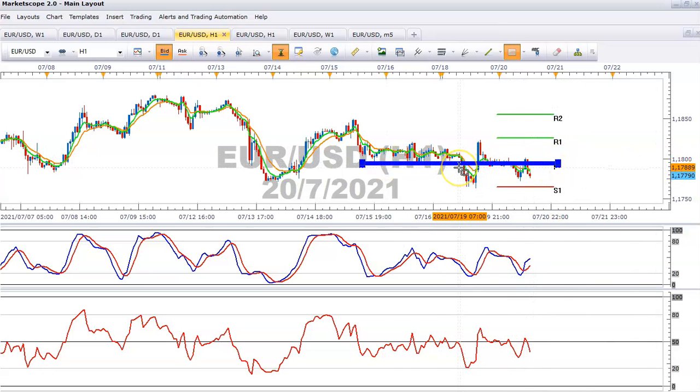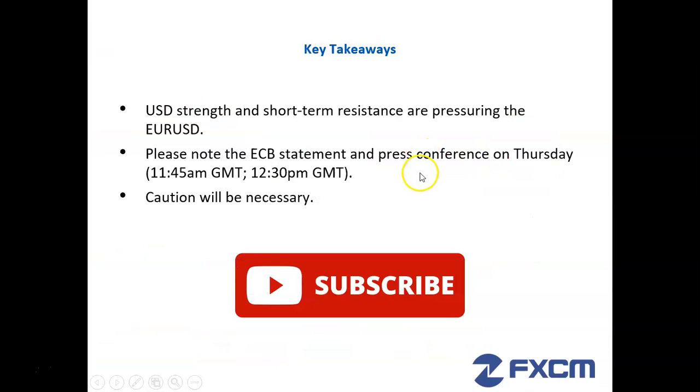All right, let's just end off with some key takeaways. So US dollar strength and short-term resistance are pressuring the euro US dollar. We want to also just draw your attention to the fact that the ECB statement and press conference will be this Thursday, 11:45 a.m. GMT and 12:30 p.m. GMT respectively. And that's likely to increase the volatility in this pairing, so caution will be necessary.